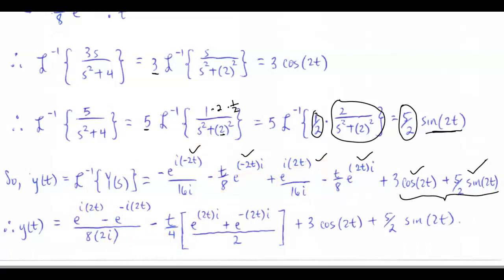And so what I'm thinking about here is that although I know this is complex, I remember my Euler formula, let's say e raised to the ix. We know that that's going to be cosine of x plus i sine of x.